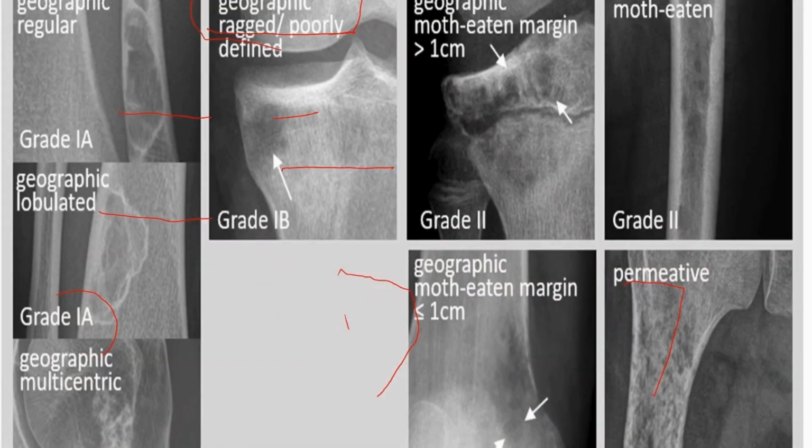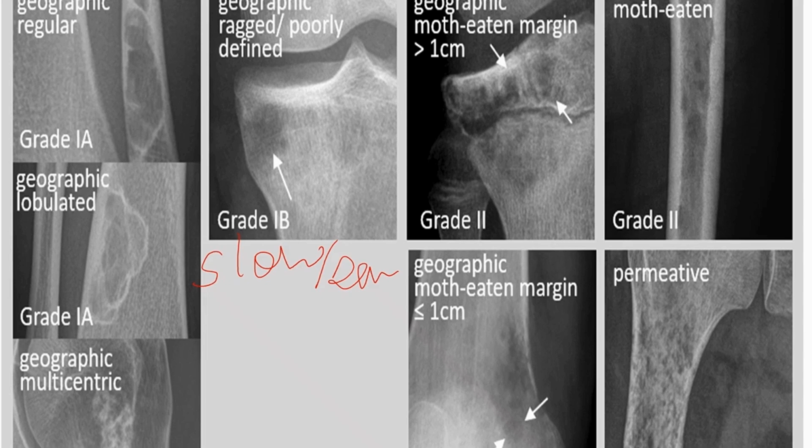Now the pattern of bone destruction classified by Ludwig. Depending on the pattern, it is divided into 1A, 1B, 1C, and 2 and 3. So there are 3 grades. Grade 1 is benign, the geographical pattern. This suggests a slow-growing tumor with benign or less aggressive behavior.